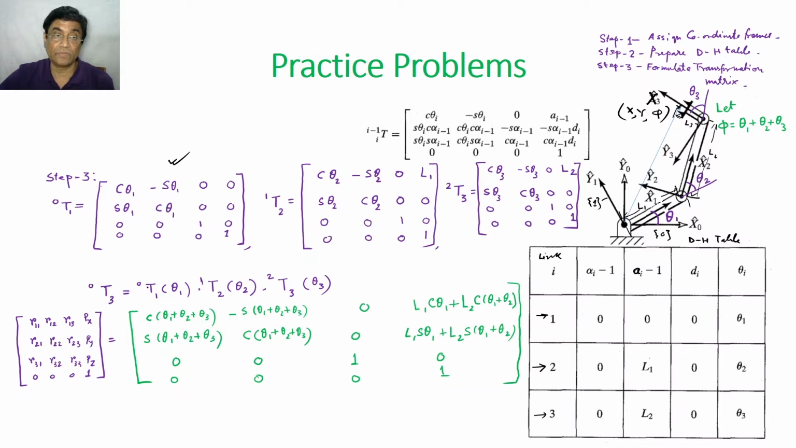3 with respect to 0 equals this, which is a function of theta 1. You see the beauty? It's only a function of theta 1. This is the second matrix, a function of theta 2. The third one is a function of theta 3. And if you just multiply these 3 side by side, you will get this, multiplying 3 matrices.